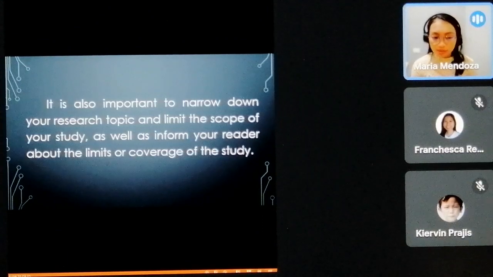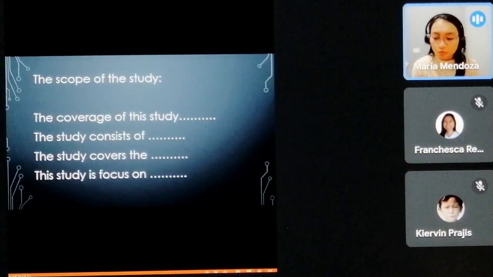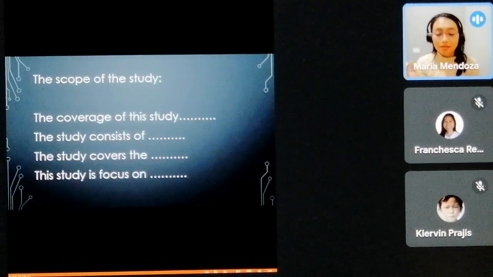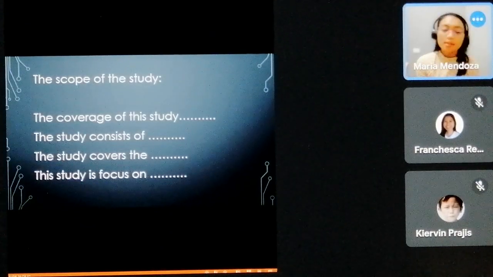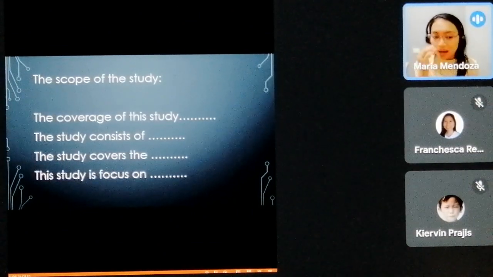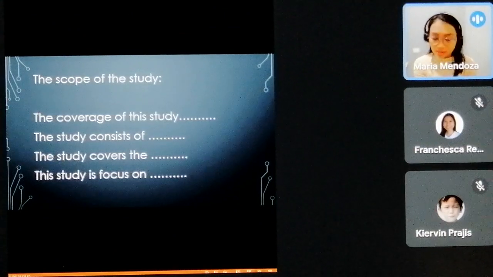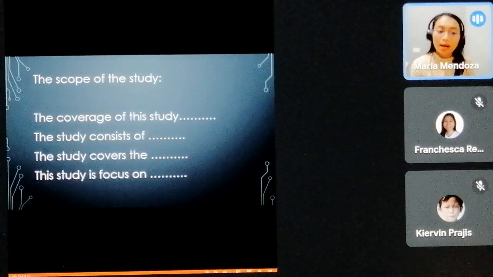And of course, limit the scope of your study and inform your reader about the limits or the coverage of your study. So this is the introductory of your writing, the scope of your paper or scope of the study. The coverage of this study would be the online education and its effect to the students' learning abilities, okay? The study consists of 150 senior high school students of Tropical Innovative School of Excellence. The study covers the students who are conducting their lessons through online platform. The study focuses on the effects of the online education to the students' learning abilities. So that is how we are going to elaborate your scope.